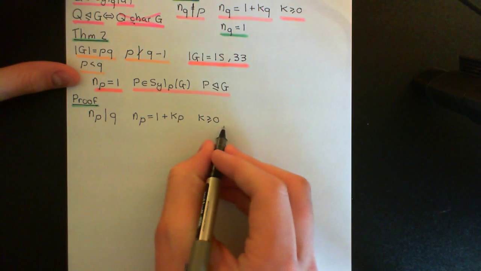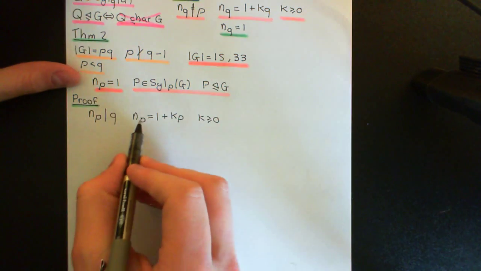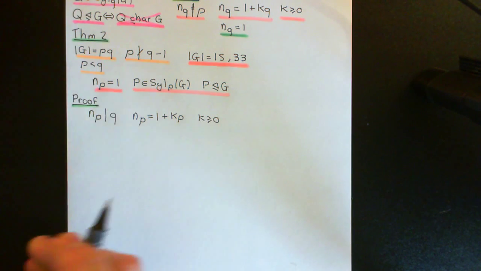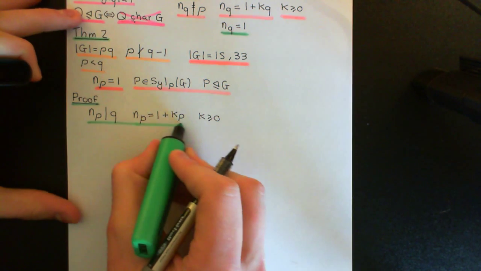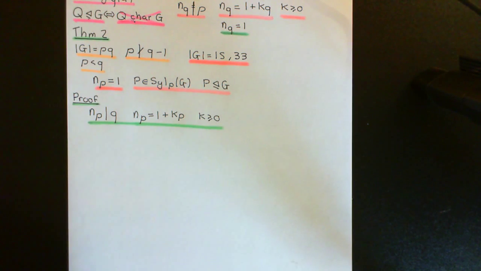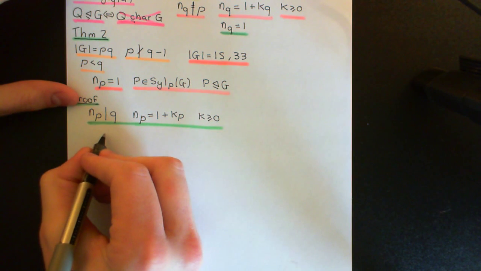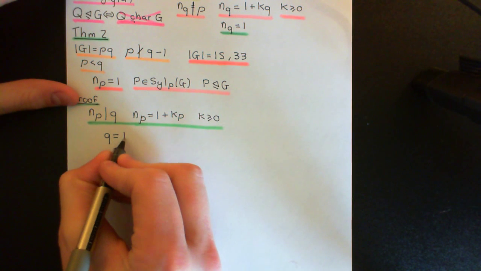I claim that we can use these things along with this condition here to conclude that N_P has to equal 1. Now, N_P divides Q. What does that tell us? Well, Q is a prime number, so there's only two options for what N_P can be equal to. Either it can be equal to 1 or it can be equal to Q. So all I have to prove is that N_P is not equal to Q. So let's arrive at a contradiction. So let's say N_P does equal Q.